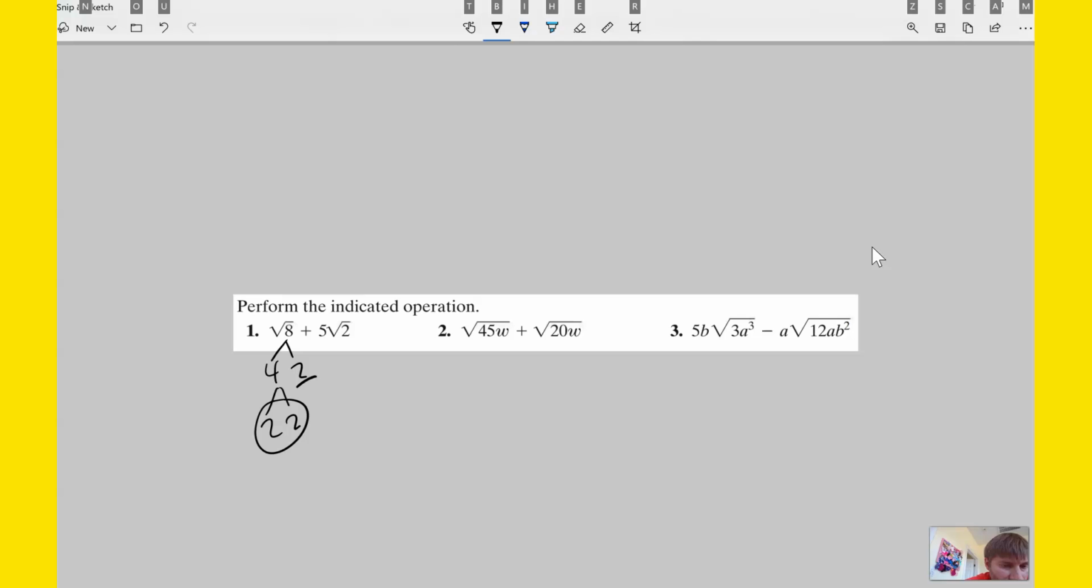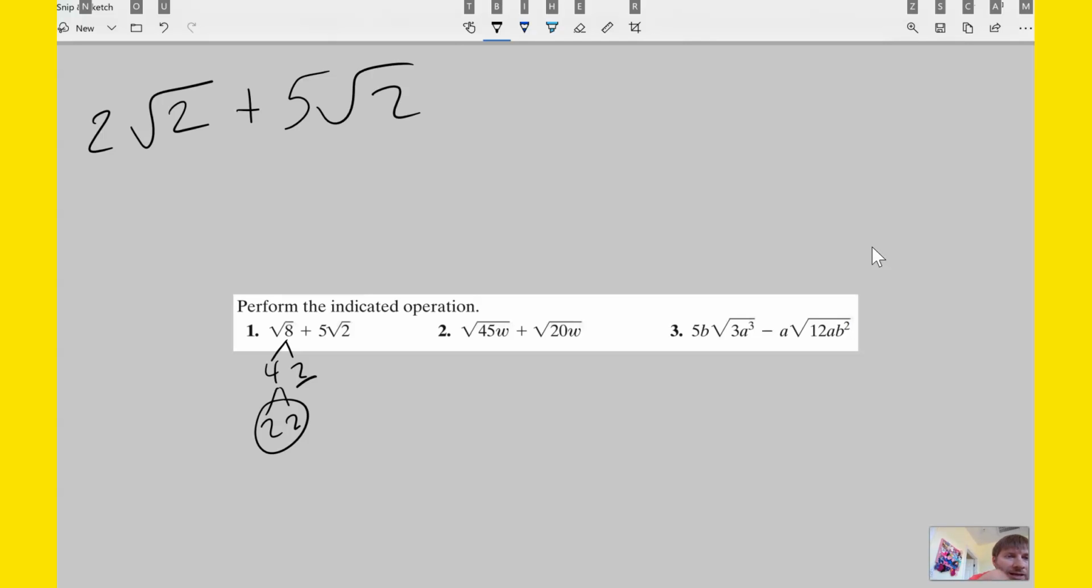We have a pair of 2's and an extra 2 left over. Since the index here is understood to be 2, I'm just looking for 2 of a kind. So that means I have a 2 on the outside and an extra 2 left on the inside of that radical, plus 5 square root 2.